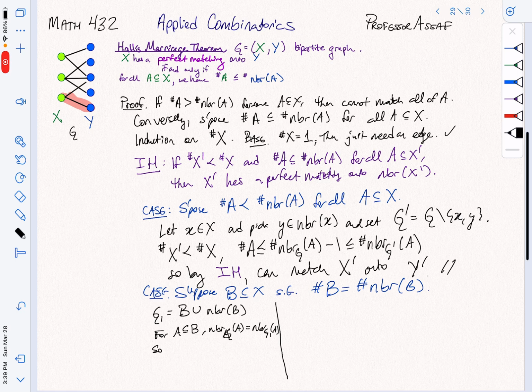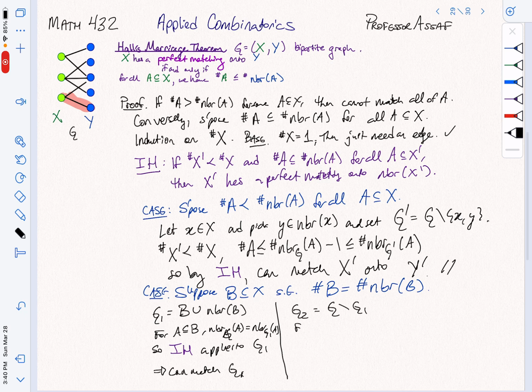So the inductive hypothesis applies to G1. So that's great. So that means that we can match G1. That implies we can match G1. So that's basically saying we can match B. And now let's consider what's left. So G2 is going to be everything that's left. It's going to be G minus G1. So that means for X, we take out B, and for Y, we take out all of B's neighbors.